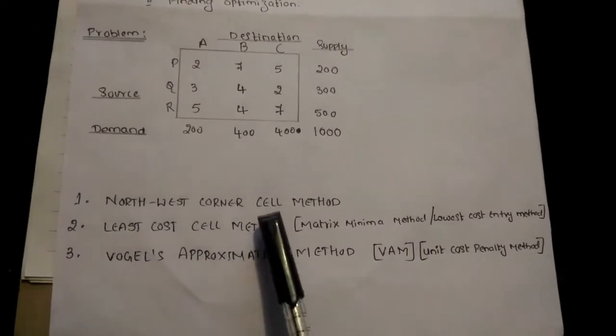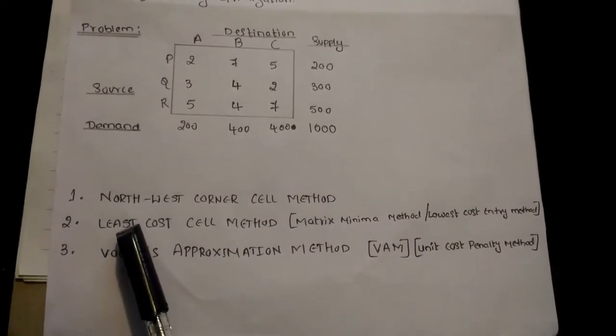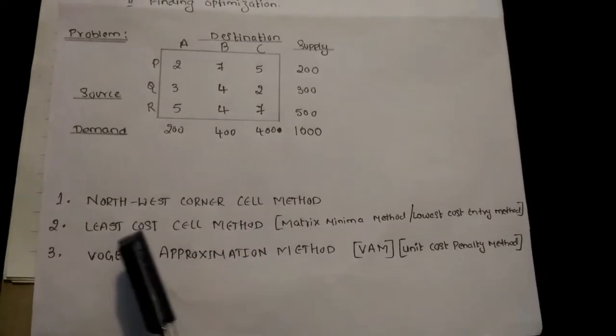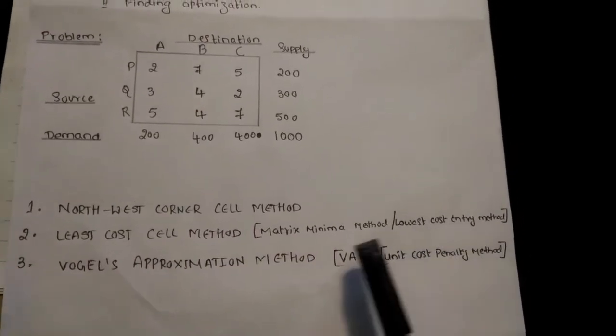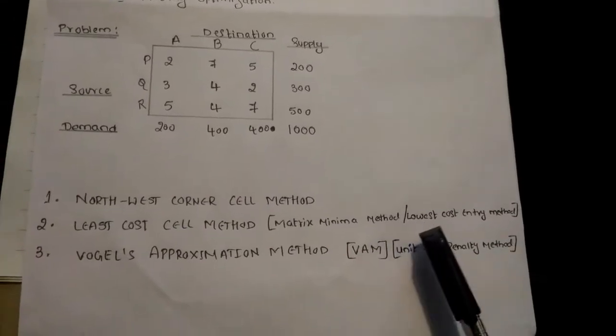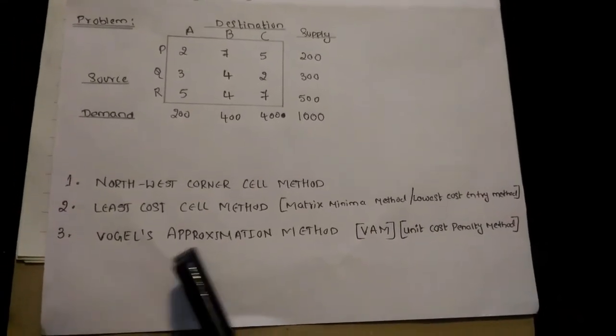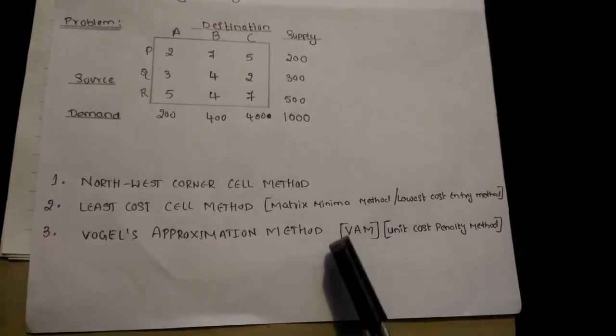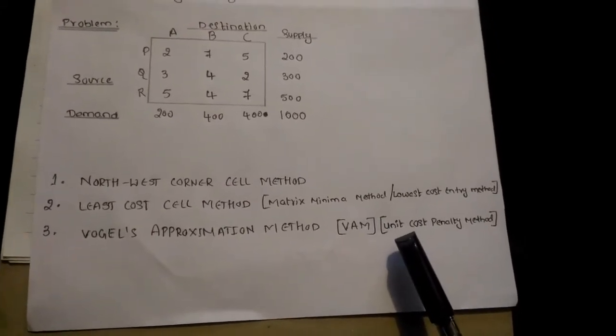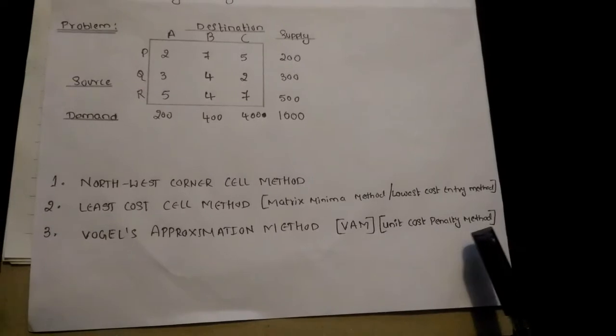One is the northwest corner cell method. The second is the least cost cell method, which has two more names: Matrix-Minima method and lowest cost entry method. And the third method is Vogel's approximation method, in short called VAM, or there is one more name, unit cost penalty method.